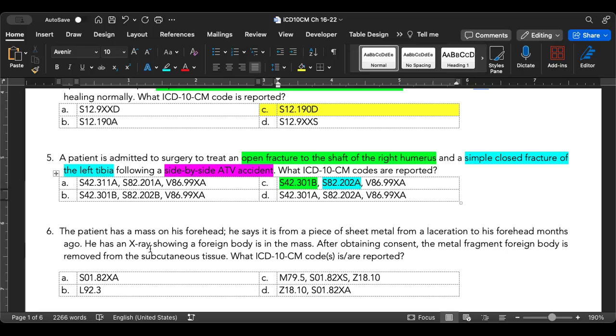We'll go back in our tabular to V86.99. And then it tells us we need that seventh character. So what's our seventh character for the V86.99? Yep, A, because it's our initial encounter. So it's going to give us option C as our answer. Let me get the rest of these highlighted that correlate with each one of the codes. 202.